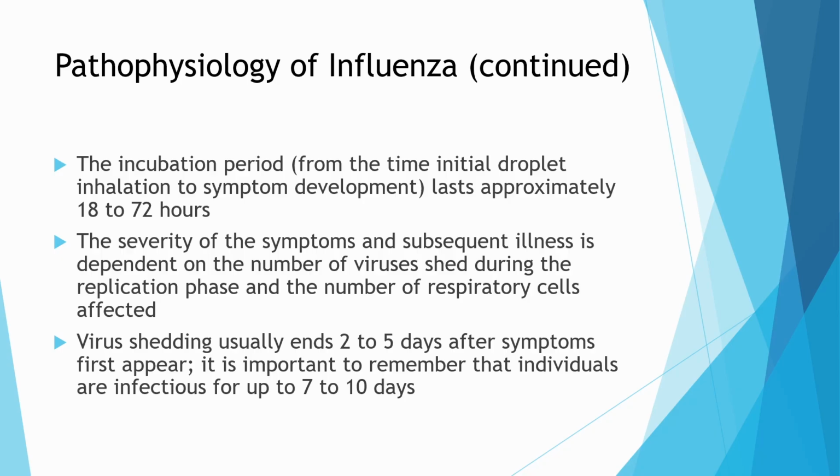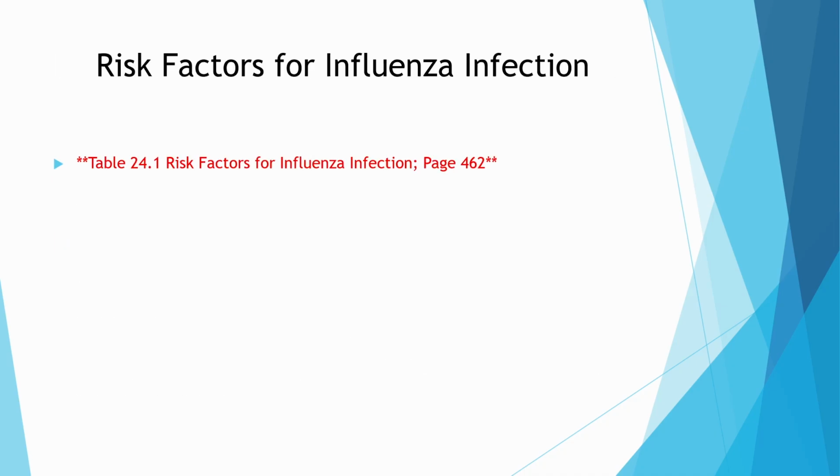The incubation period: this is the time from the initial droplet inhalation to symptom development, and this can last approximately 18 to 72 hours. The severity of the symptoms and subsequent illness is dependent on the number of viruses shed during the replication phase and the number of respiratory cells that are affected. Virus shedding usually ends 2 to 5 days after symptoms first appear. So it is important to remember that individuals are infectious for up to 7 to 10 days.